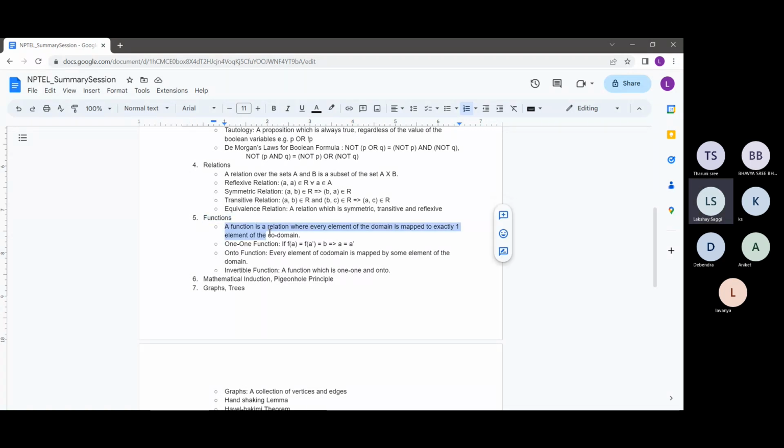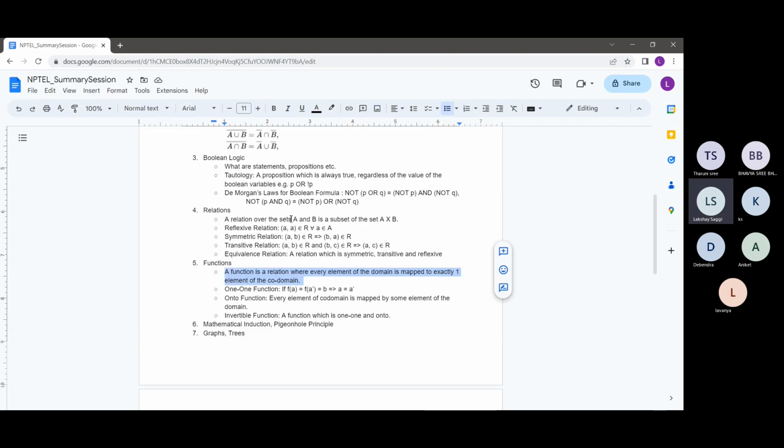So a function is a relation where every element of the domain is mapped to exactly one element of the codomain. So let's say the relations here were defined over set A and B. So relation was defined over this set A cross B, right? A subset of A cross B. Now a function is also a relation only, but here we say the domain to be A and codomain to be this B, right? So every element of this domain A should be mapped to exactly one element of the codomain. Only then can we call it a function.